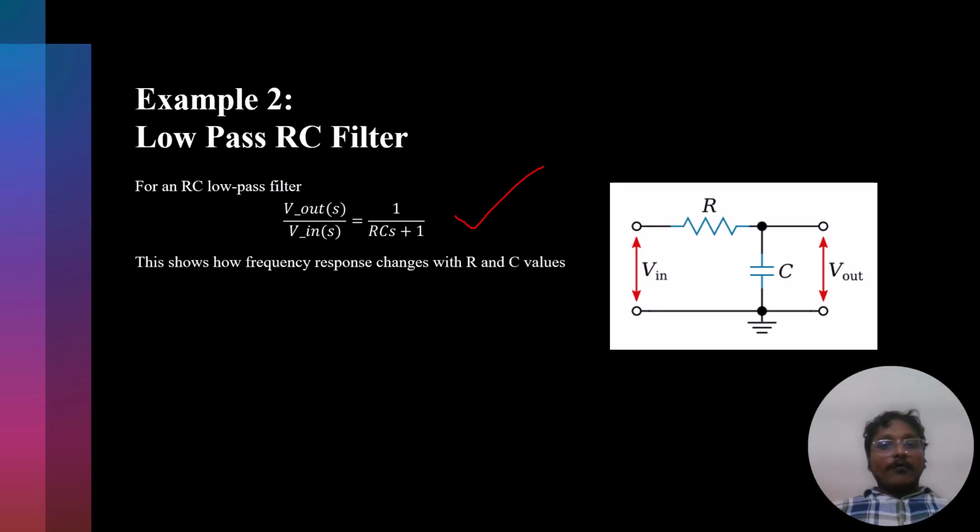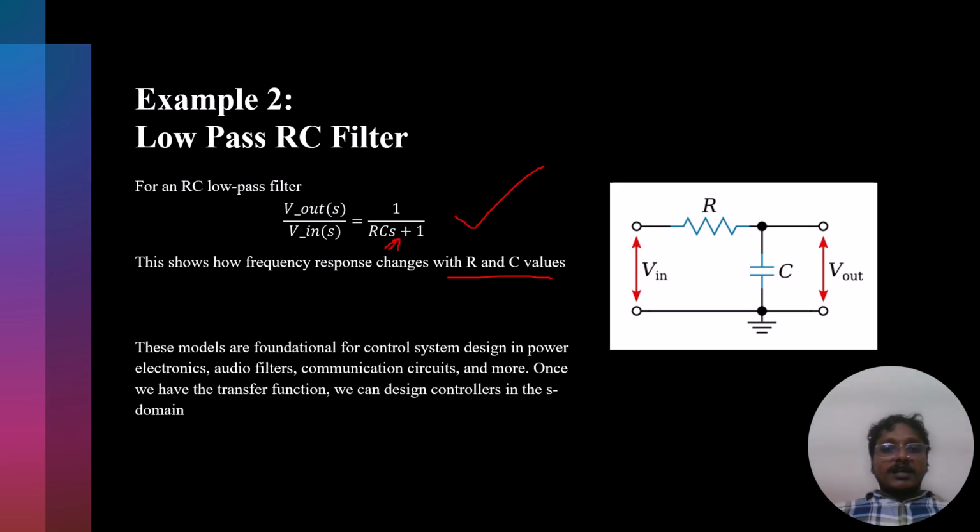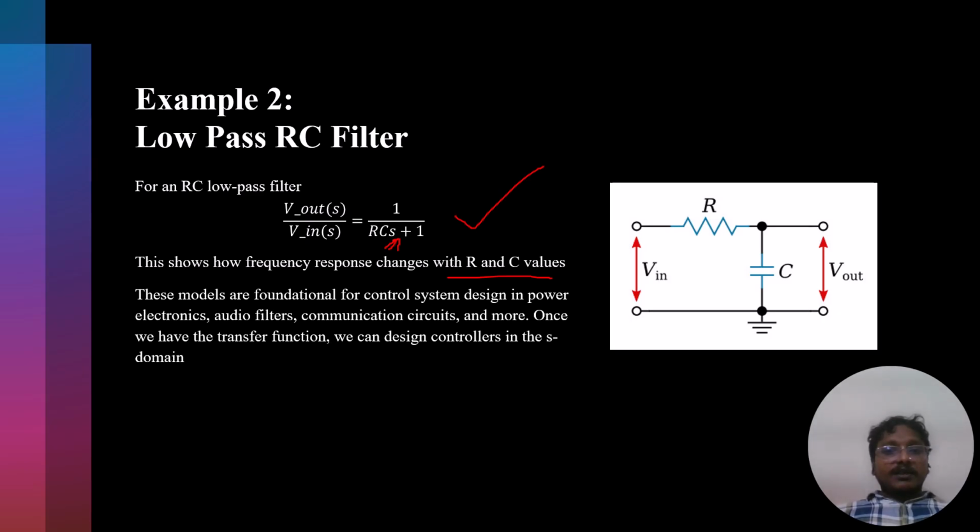This shows how the frequency response changes in the s domain, because s affects the frequency, and how it impacts the resistance and capacitance. These models are functional models for control system design in power electronics, audio filters, and communication circuits. The RC low pass filter is very famous and very important when you are studying control systems.